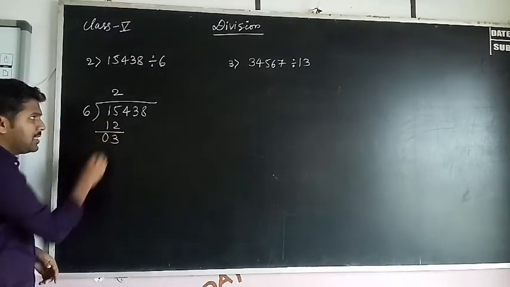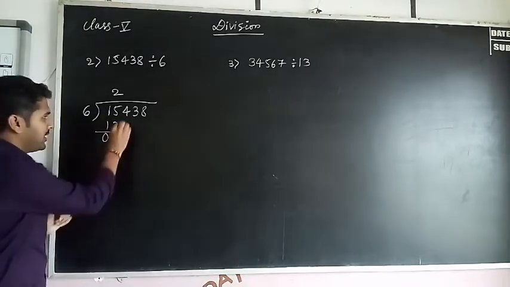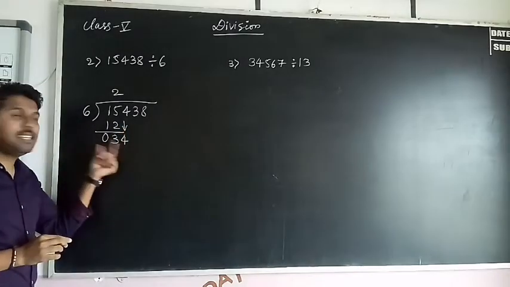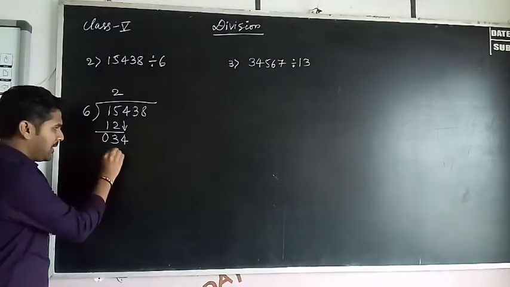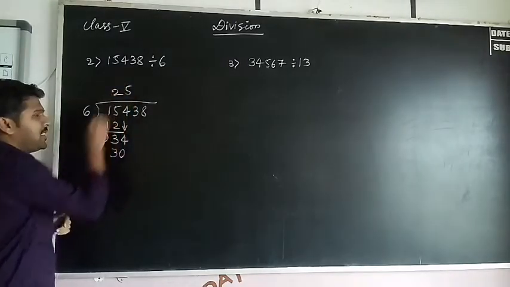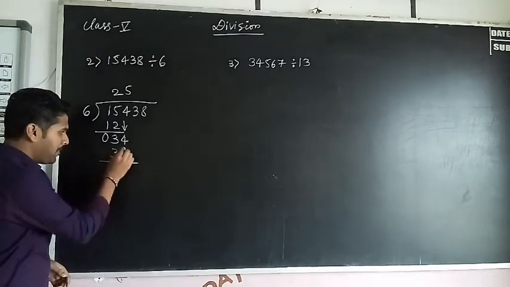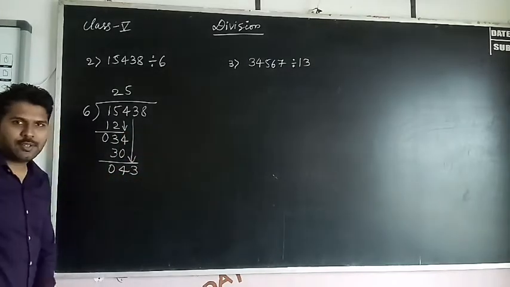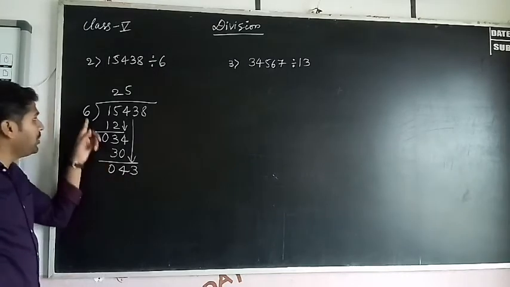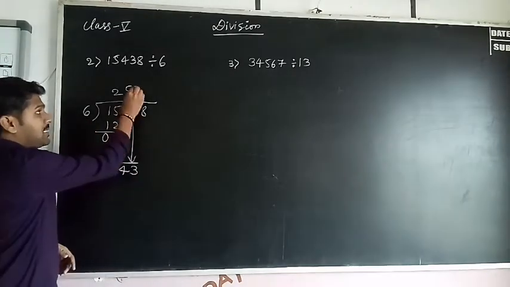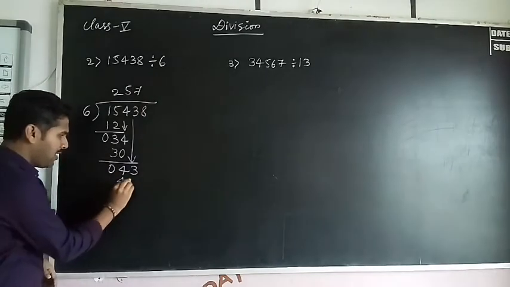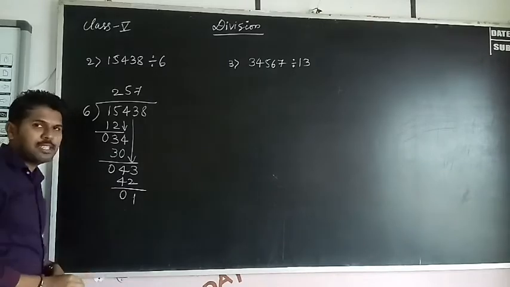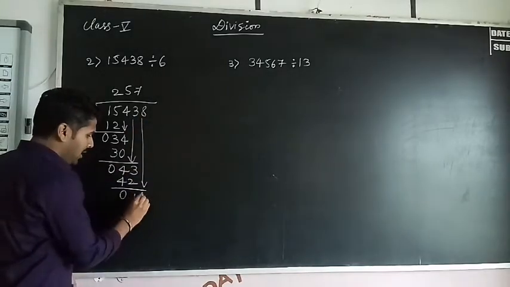1 minus 1, 0. Next again take 1 digit. So take 4. The nearest number is 30. 6 5s are 30. So 6 5s are how much? 30. Now subtract, 4 0. Now next take 3 down. Which is the nearest number? That will be the multiplication of 6. 6 7s are 42. 6 7s are 42. So 3 minus 2, 1. 4 minus 4, 0. Next 8 down.